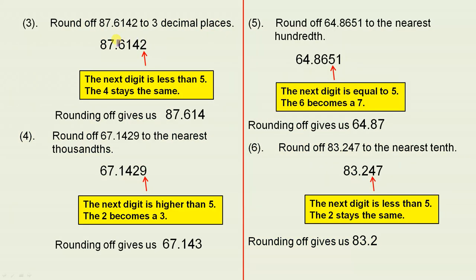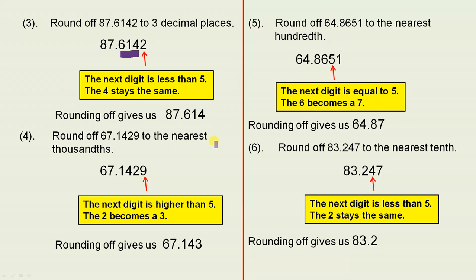Let's look at the next example. Number 3. Round off 87.6142 to 3 decimal places. So there's 87.6142. In the answer, we want to see 3 digits after the decimal point. So we focus on the next one to see what happens. That's called the next digit. The next digit is less than 5. The 4 stays the same. So that's rule number 2. So rounding off gives us 87.614. The 4 stays the same.